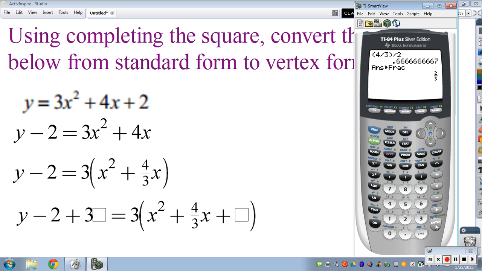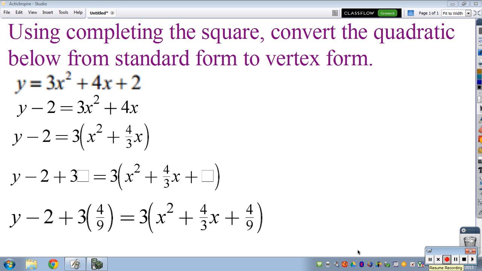Now, to find what goes in that square, that box, I divide b by 2 and square it. So all I have to do is, since I've already got b divided by 2, I just hit x squared, and it takes whatever this answer was and squares it, hit enter, and I get the answer in fraction form, so 4/9. So 4/9 is what will go in these boxes. So now we have our 4/9 plugged in.